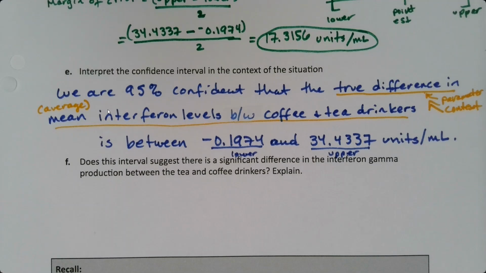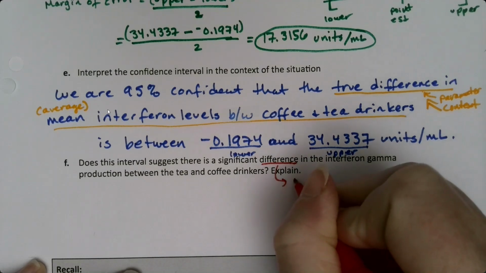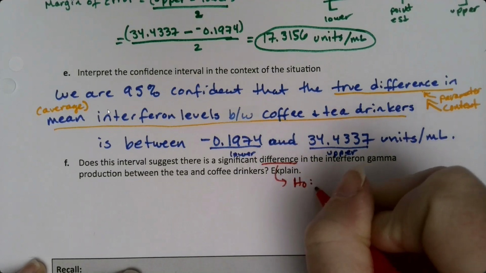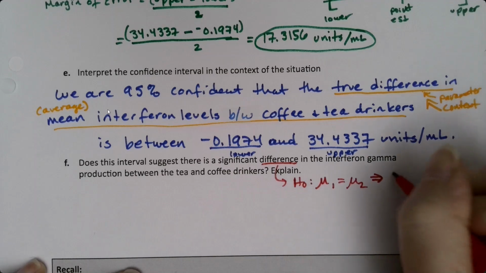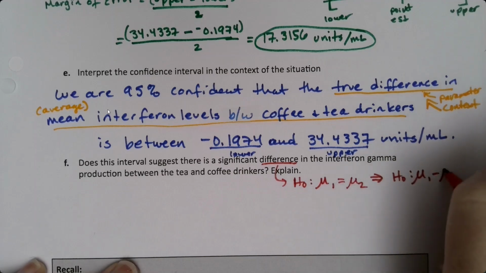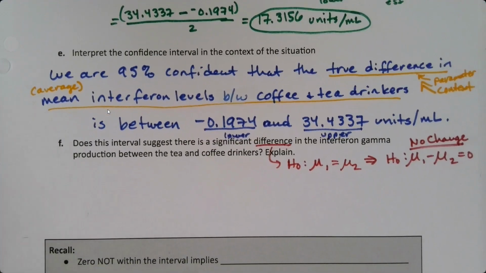Okay, now, is there a significant difference between coffee and tea drinker interferon levels? Now remember what that goes with. The null hypothesis is always that there is no change, right? So the difference piece. Okay, so the null hypothesis would be that there's no change. Mu1 for the tea drinkers is equal to mu2 for the coffee drinkers. In other words, mu1 minus mu2 equals 0. That's what no change is, right? No difference, no change.